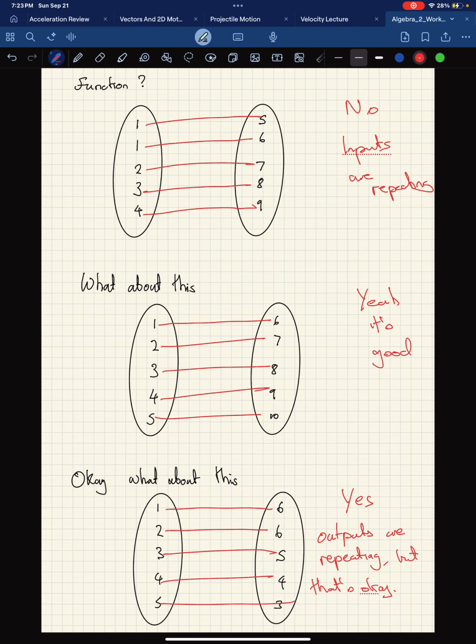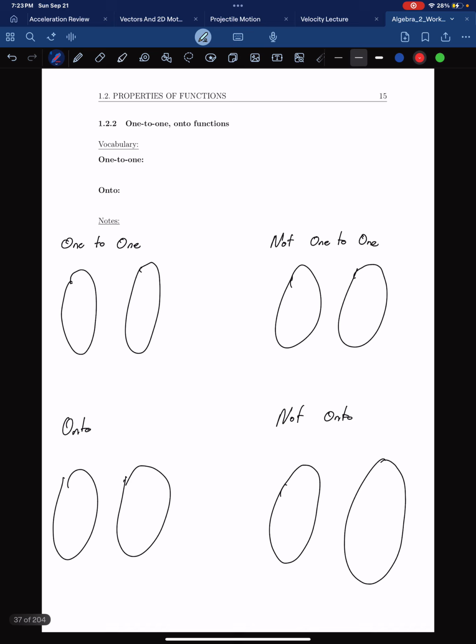So this is some things I want you to think about going into this next section. So let's start our new section here. We have two types of functions: one-to-one functions and the functions that are referred to as onto.